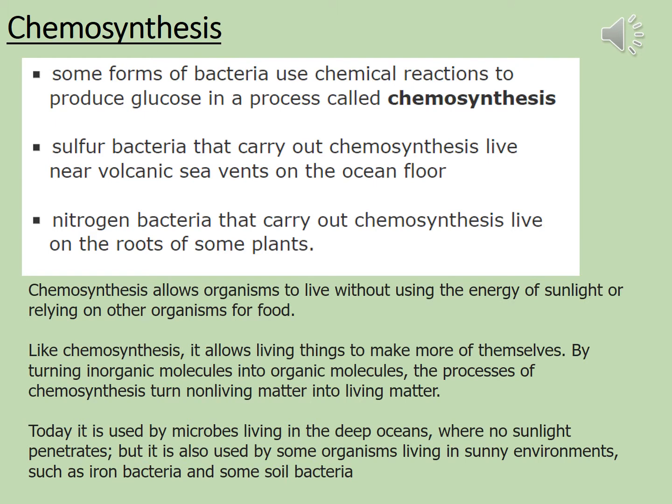So, chemosynthesis is the idea of allowing organisms to live without using energy from the sunlight and not relying on other organisms for food. So some forms of bacteria use this chemical reaction in replace of photosynthesis. So sulfur bacteria, they can carry this out near volcanic sea vents, and nitrogen bacteria can carry this out from some of the roots of some plants. It's important that you understand that it allows living things to make more of themselves without using photosynthesis.